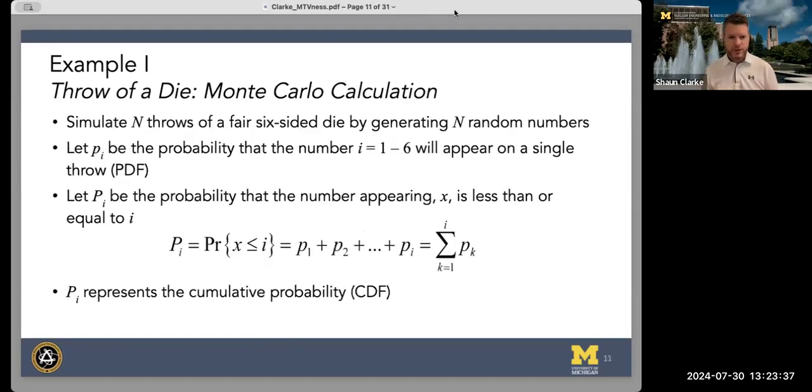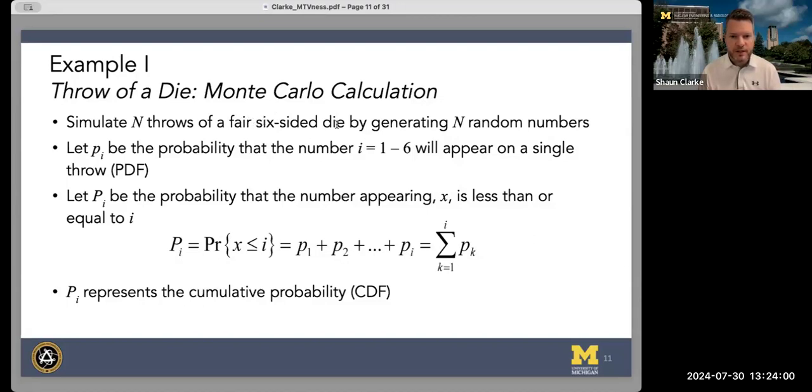But we want to do this using Monte Carlo. So we want to simulate a large number, N, of throws of a fair 6-sided die by generating random numbers. And if we can do this by generating random numbers, we can do it very quickly and efficiently on our laptops, using Python, MATLAB, even Excel.